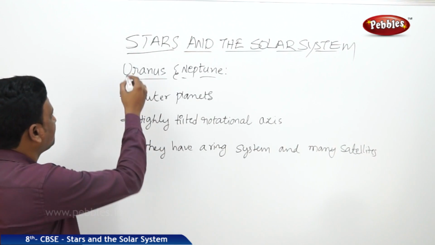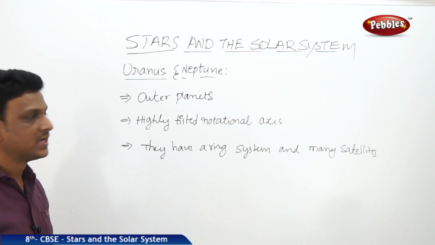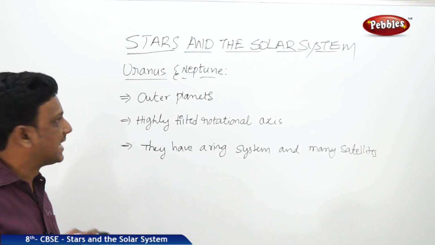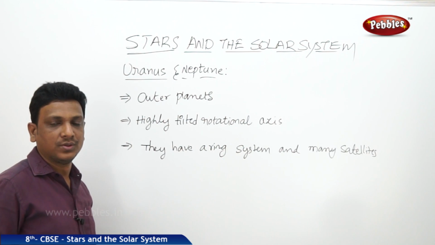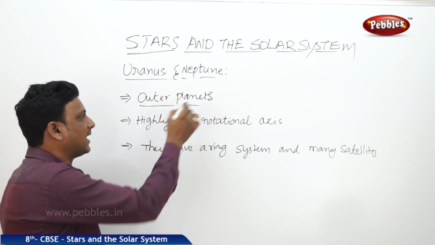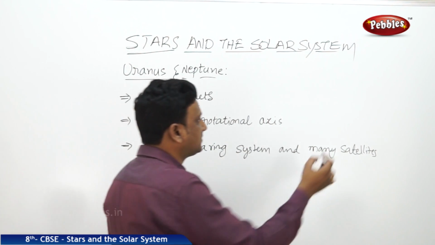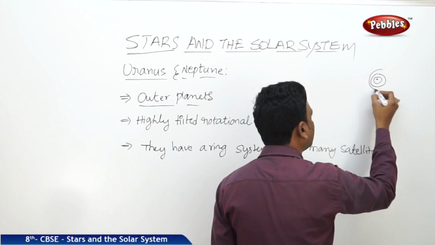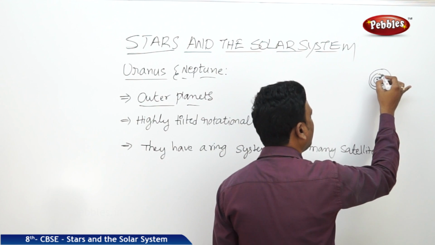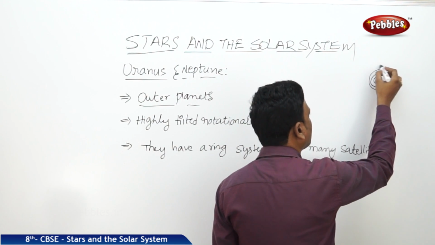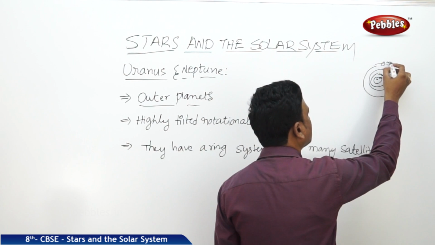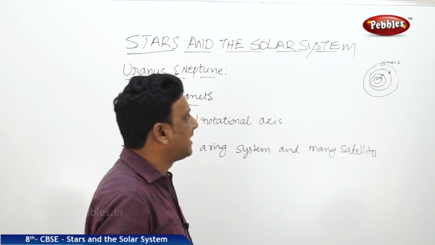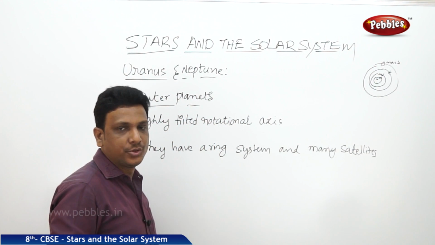Now let us look at the next members, Uranus and Neptune. Including Saturn, Uranus and Neptune, all these are outer planets. In the solar system, the center one is the Sun, then Mercury, Venus, Earth. After that, we have Mars. The planets that fall inside the orbit of Mars, what are they? Mercury, Venus, Earth.